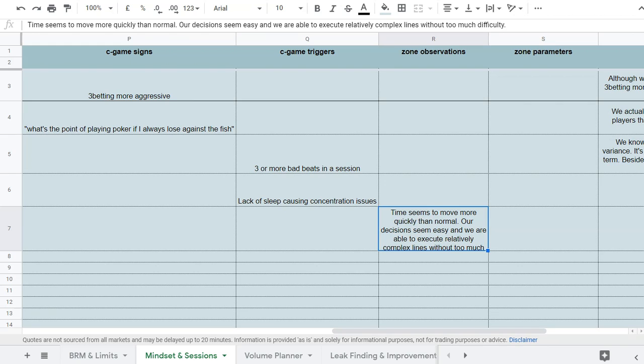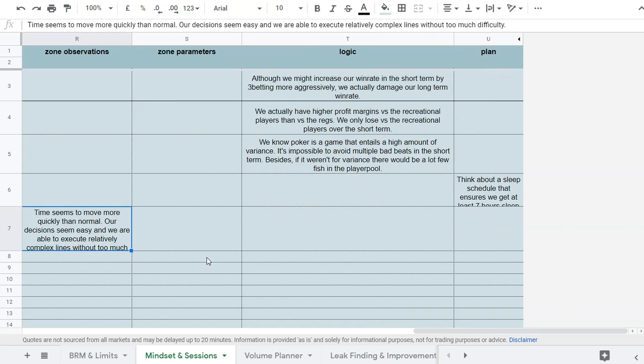Now with the zone observations column, as soon as we reach the end of a session where we were playing in the zone, we can then evaluate the parameters that led to us playing our A game. So for example, if we find that we need a certain amount of sleep, or if we find that we play better on a certain day of the week, or at a certain time of day, or perhaps we play better against certain types of opponents, perhaps we find that we play our A game when there are limited distractions. There are a whole host of things that can contribute to us playing our A game at a higher frequency.